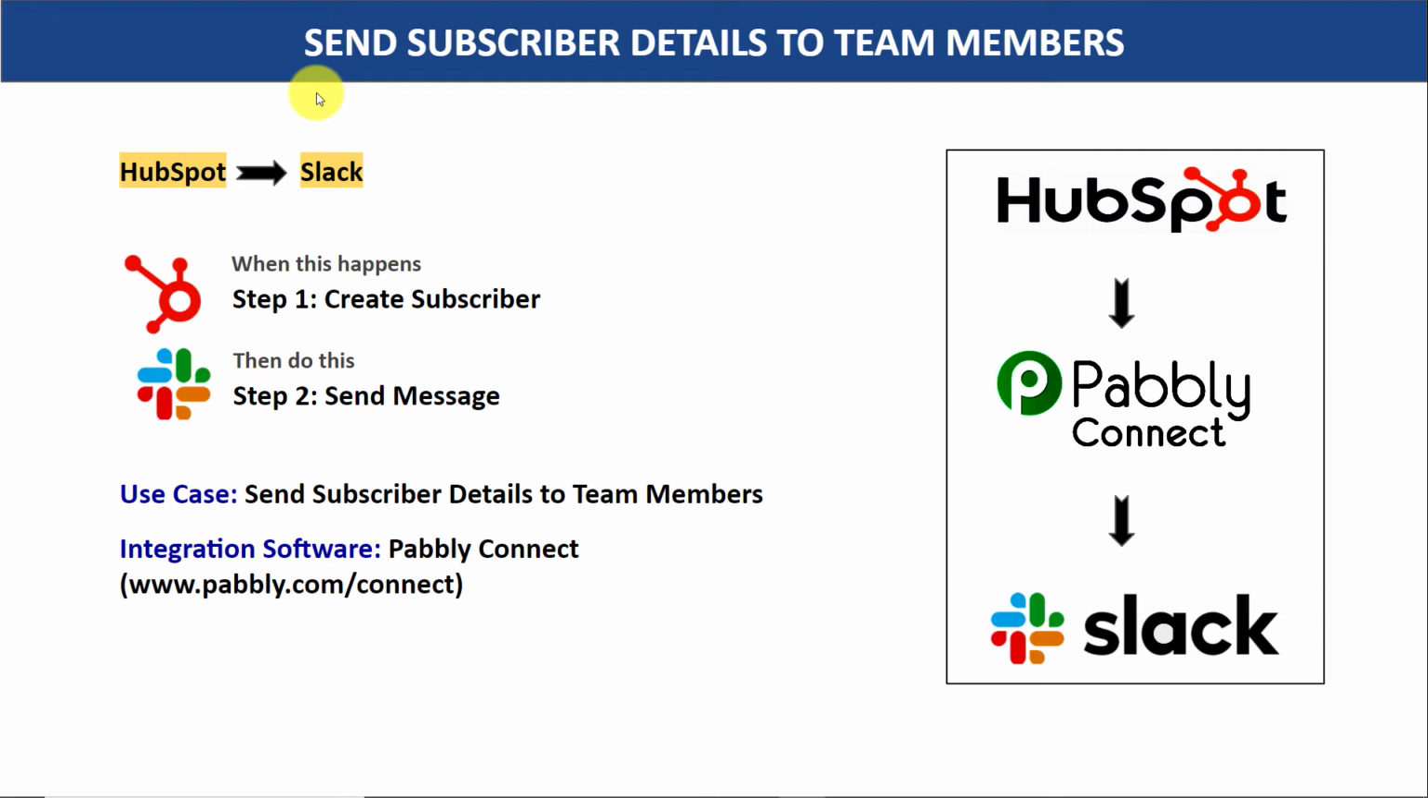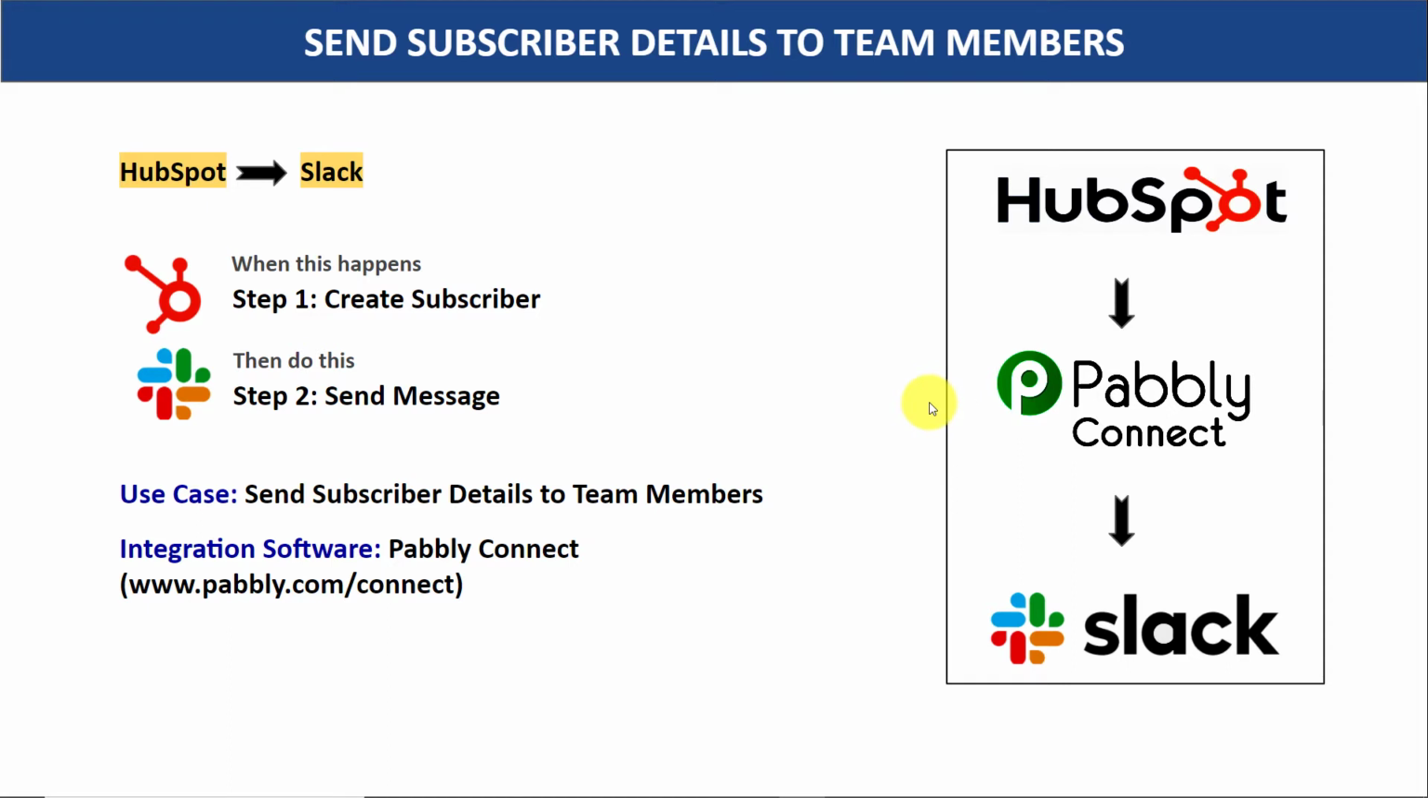Hello everyone. In this video, we will learn to send subscriber details to team members. Imagine you are using HubSpot to store the data of your customers, and you have added a new contact called John in HubSpot. You want to notify your team members about this potential contact on Slack. So here you have two choices.